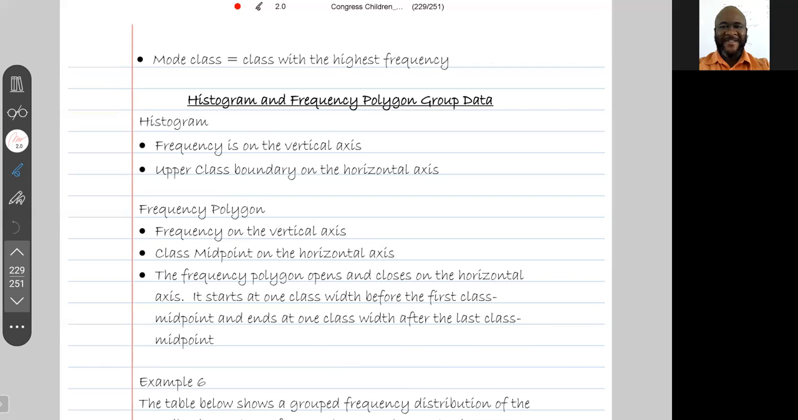This note is important, and I will repeat it when we are drawing a frequency polygon. The frequency polygon opens and closes on the horizontal axis. It starts at one class width before the first class midpoint and ends at one class width after the last class midpoint. That statement is important, and I will demonstrate what it means when we draw a frequency polygon.